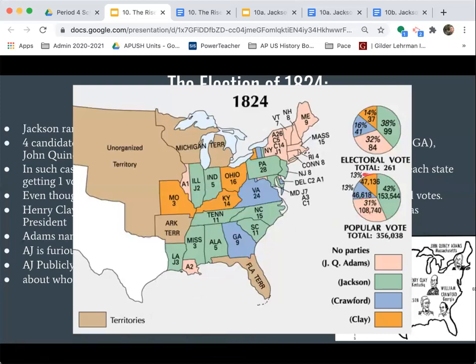But what if we look at the Electoral College, the thing that actually matters, right? That elects the president. Under the Electoral College rules, you have to win 50% plus one of the votes to be elected president. So let's look at the Electoral College. Here, Jackson wins the most votes again, right? 38%. Second highest is 32%. That says he gets 99 votes. Second place gets 84 votes. So Jackson has the most votes. But he does not have 50% of the votes.